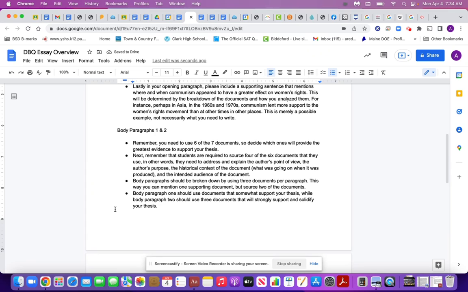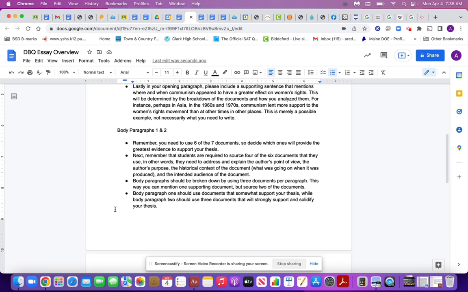For your body paragraphs, remember, you need to use 6 of the 7 documents, so decide which ones will provide the greatest evidence to support your thesis. And students are required to source 4 of the 6 documents that they use. In other words, they need to address and explain the author's point of view, the author's purpose, the historical context of the document, in other words, what was going on when it was produced, and the intended audience of the document. Body paragraphs should be broken down by using 3 documents per paragraph.